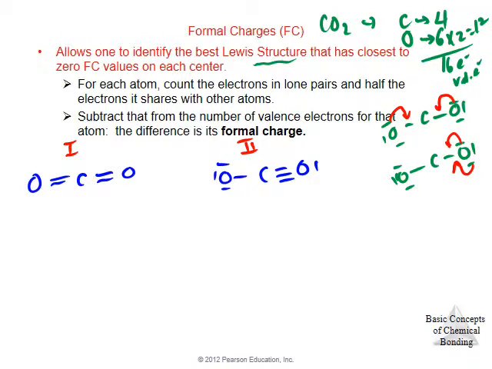Now I'm going to first focus on oxygen 1. Let's call it oxygen 1. The other one is oxygen 2. Now I forgot to assign those unshared electron pairs on oxygen. So let's do that before I calculate formal charge. It's very important that we do that.